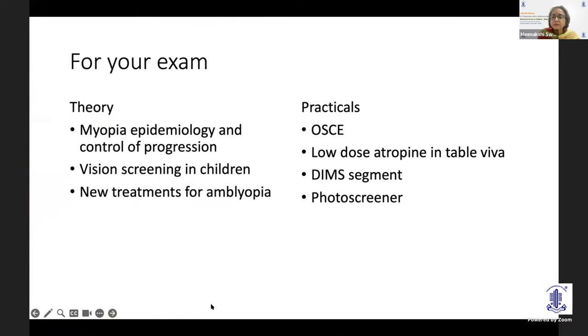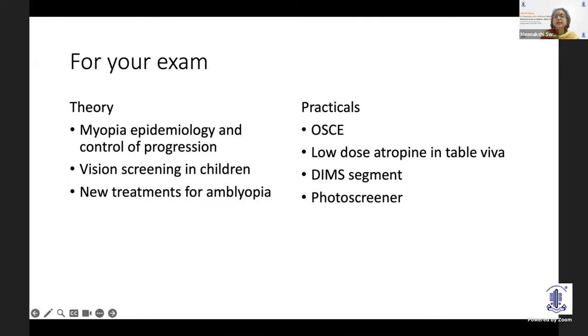So postgraduates, what is important for your exam from this topic? Well, in the theory, you could be asked about myopia epidemiology and control of myopia progression. You could very well be asked about vision screening in children, newer modalities, because they always have a paper on new developments, new modalities. At least DNB paper 4 is usually, that's what it is. And new treatments for amblyopia. All this could come in your theory exam.